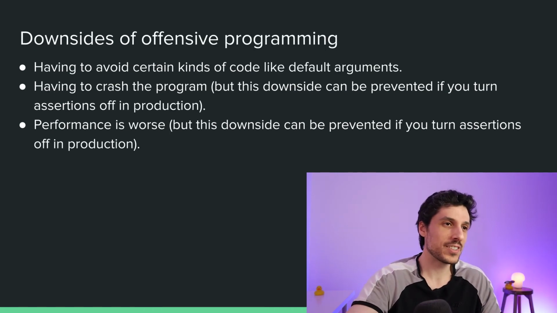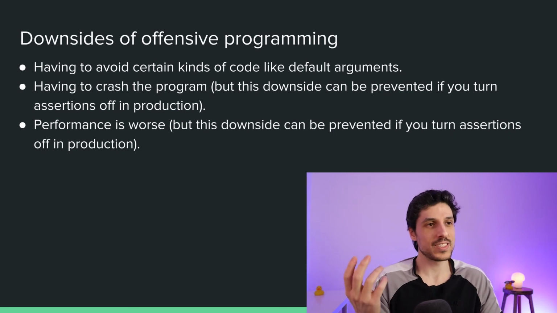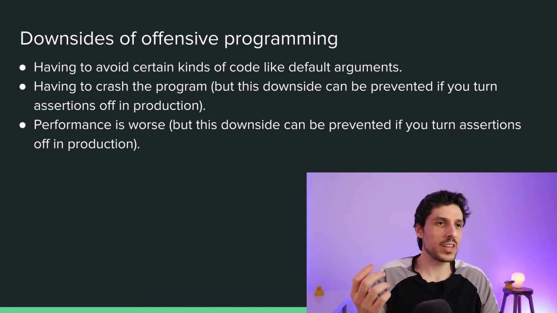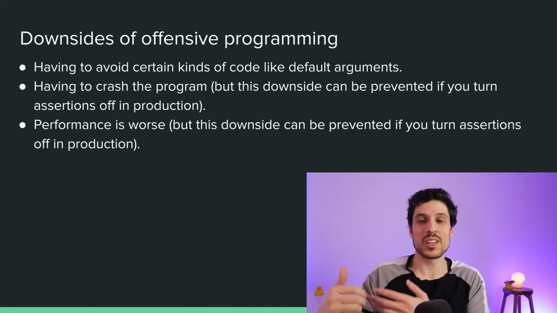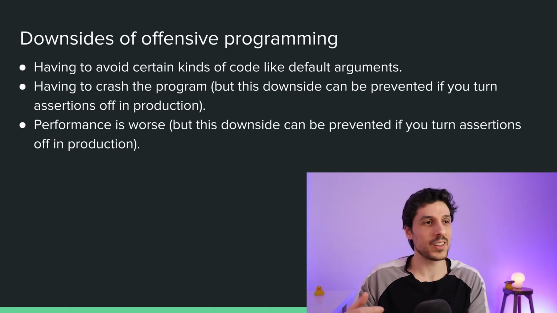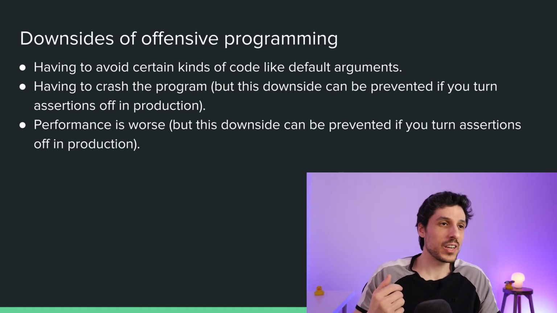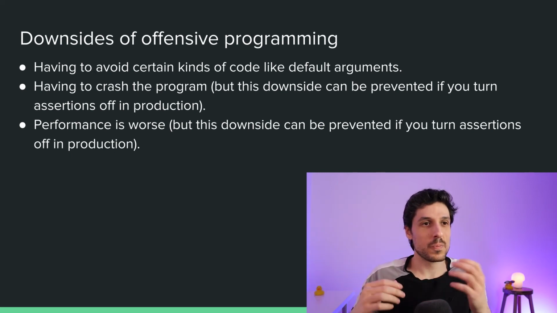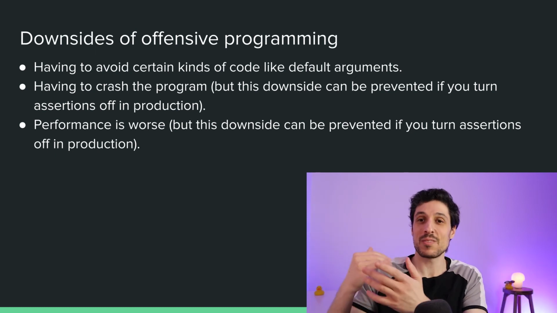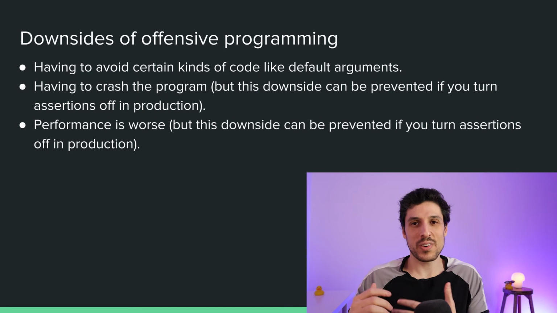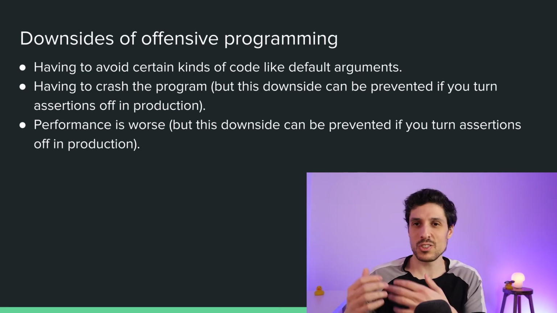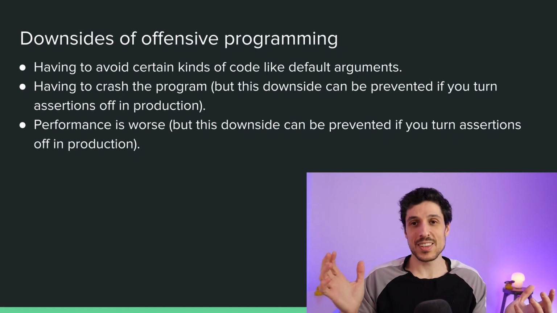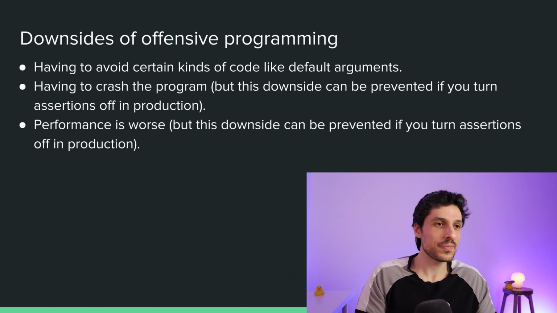Now, some downsides of offensive programming, because it has downsides as well, it's a little bit similar to defensive programming, right? So one downside is that it's additional code that you need in your program, right? Additional checks and stuff. Another downside is that you have to avoid certain kinds of code, like, as we said, default arguments. And default arguments have valid use cases, right? They provide reasonable defaults and they can make the code easier to work with. So, it's not always great that you can't use default arguments, for example.